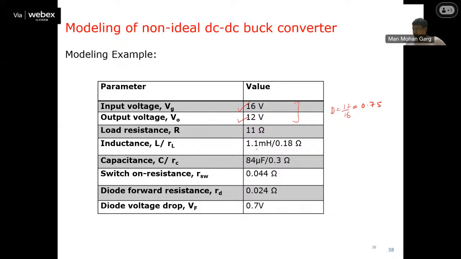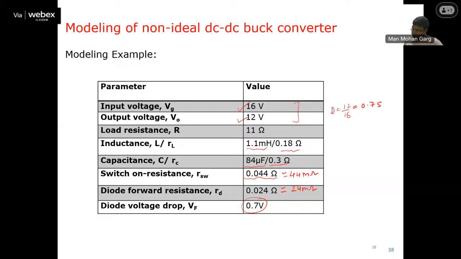Then inductance is 1.1 millihenry, but its resistance is there, 0.18. Similarly, the capacitor is there and its resistance is there. When the switch is on, it has around 44 milli ohm resistance. Similarly, when the diode is on, we have 24 milli ohm, and a diode voltage drop is also there, 0.7 volt. So we will see by considering these non-idealities and by not considering them.